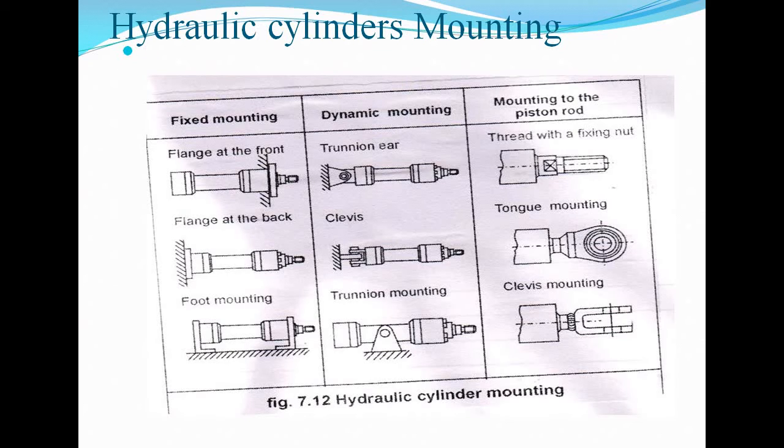And under mounting to the piston rod, you can see here a thread with a fixed nut. Then tongue mounting, this is the tongue mounting, and this is the clevis mounting. So this is mounting for the piston rod.